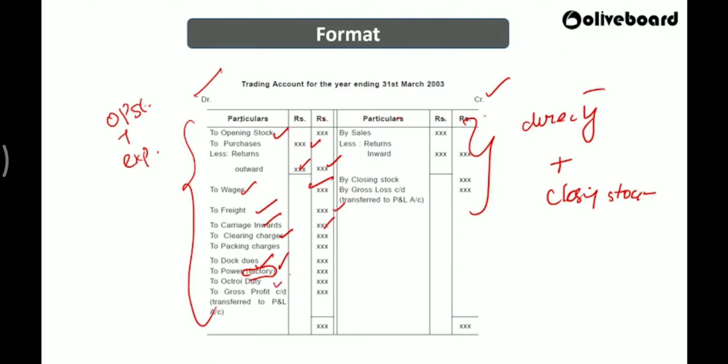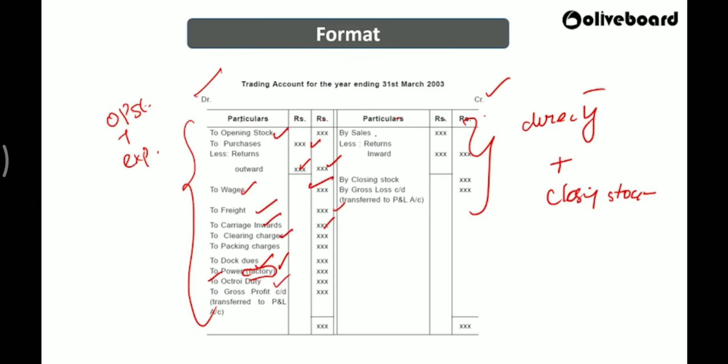Then octroi duty. Guys, when you make an entry from one state to another state or municipality, you will pay taxes. These are all very old duties. Duty means what? Taxes, guys. So octroi duty. When you're moving from one state to another state or one place to another place, you'll be paying some municipal taxes for that. Because that is for your purchases, directly related to your production, that will come in your trading account. So, octroi duty.